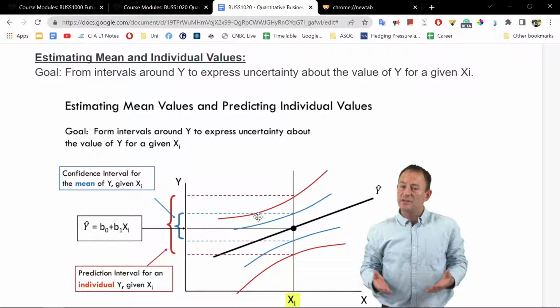So the goal here is to estimate. The goal is to form intervals around y to express uncertainty about the values of y given xi. So estimating mean values and predicting individual values, forming intervals around y to express uncertainty about the values of y for a given xi.